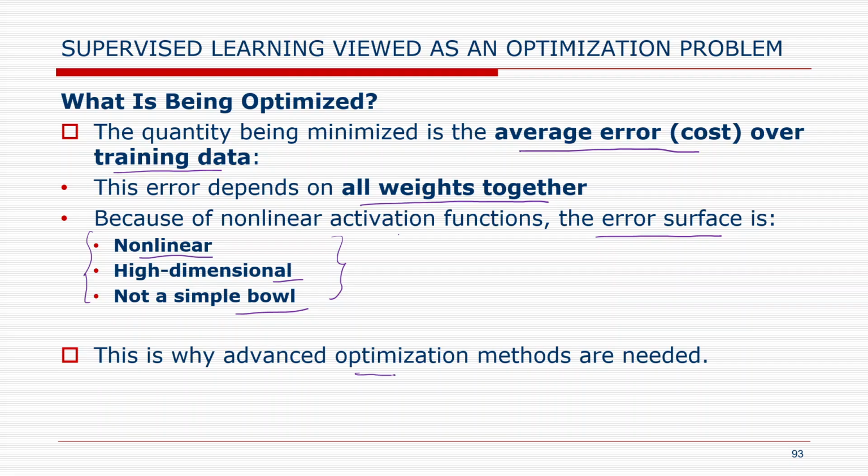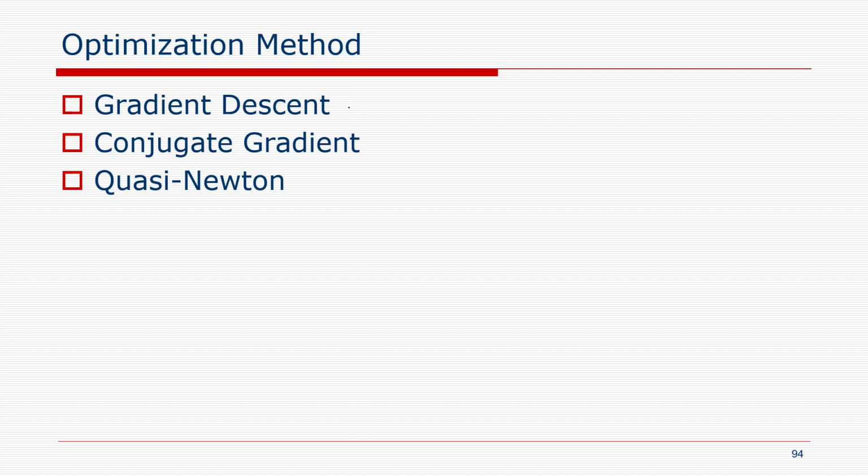Therefore, we need advanced optimization methods. The optimization methods we can use are gradient descent, conjugate gradient descent, quasi-Newton methods, or nowadays the Adam optimizer. Most of the time when you build deep learning models, you will go with Adam. Optimizers are used to find the optimal values of the weights in the network so that our error value is reduced.